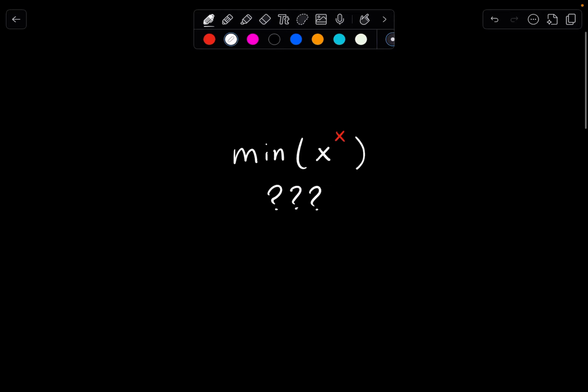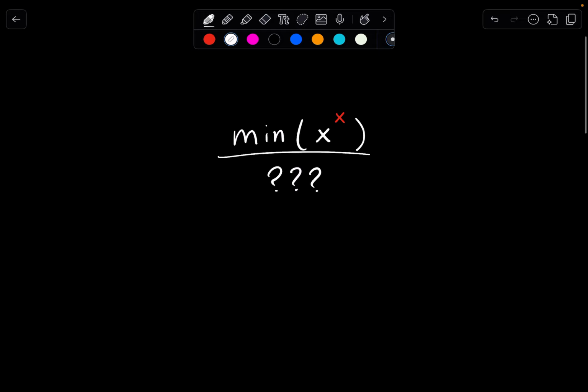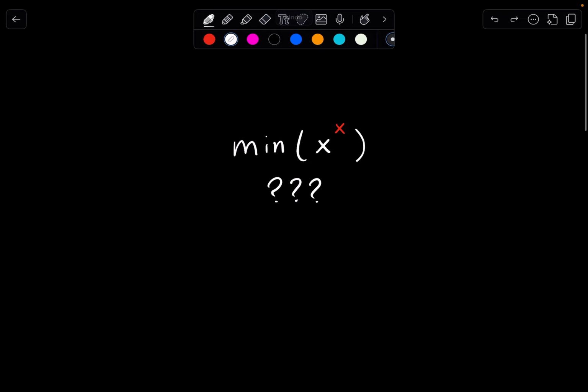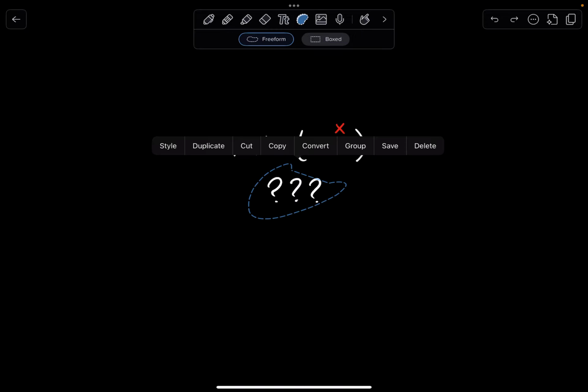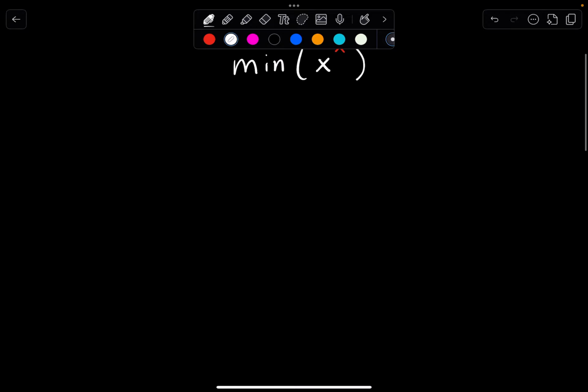Today we're going to be working on a very unique problem, and it might be a little similar to my previous video, and you'll see why in just a second. So right here we have the minimum of the function x to the x. So if you didn't know, let's go right into it.